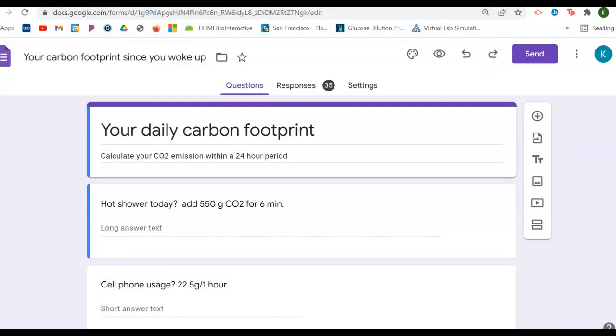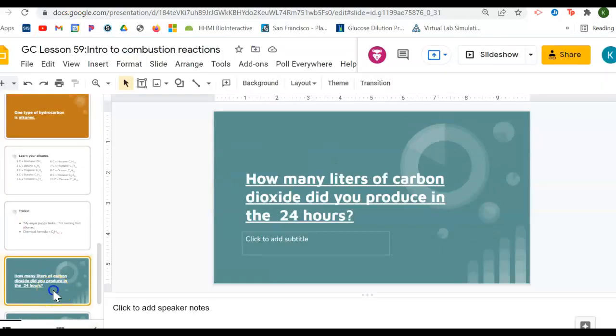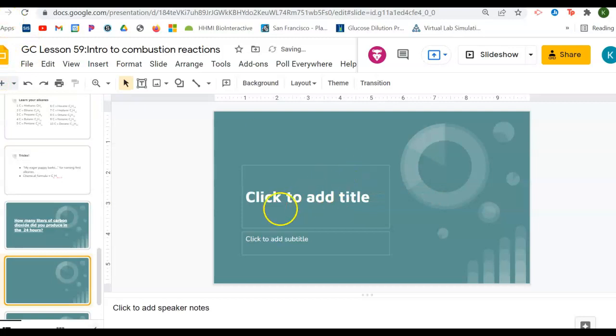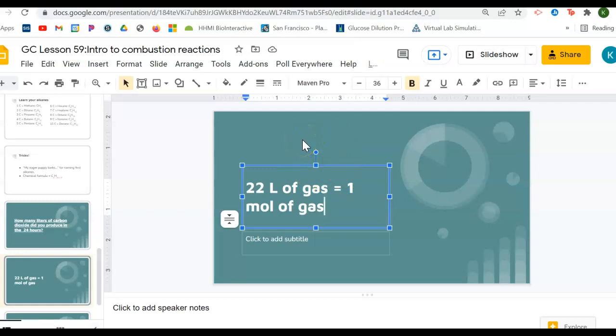So how do you actually calculate this? The way that you're going to do this is that you are going to need to know that 22 liters of gas always equals 1 mole of gas, okay? So that means, stoichiometry, right? That means if you know how many grams of CO2 you have produced, you can convert it into moles, and then from those moles, you can convert it into liters and record that quantity.